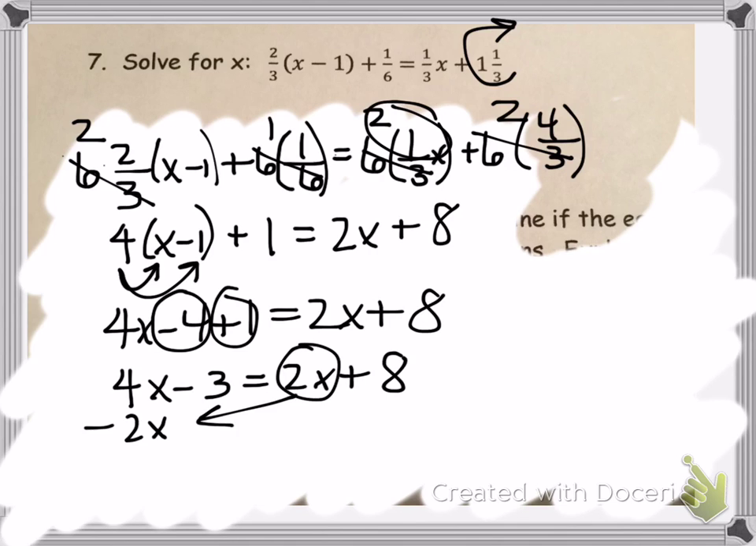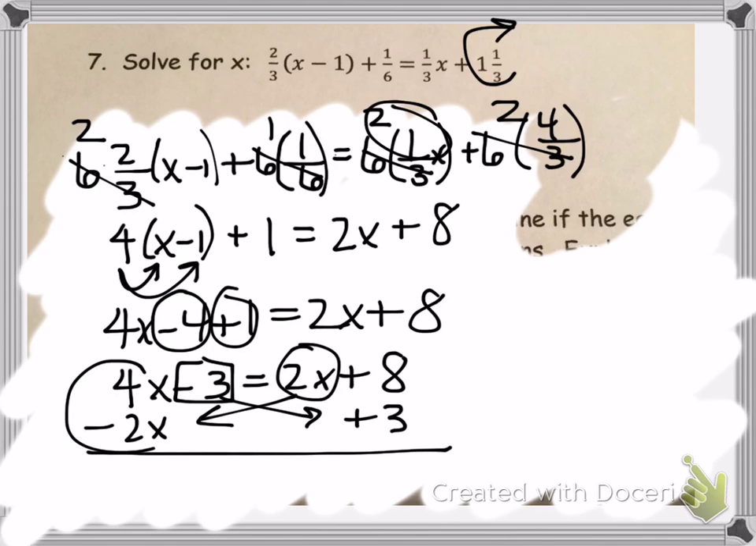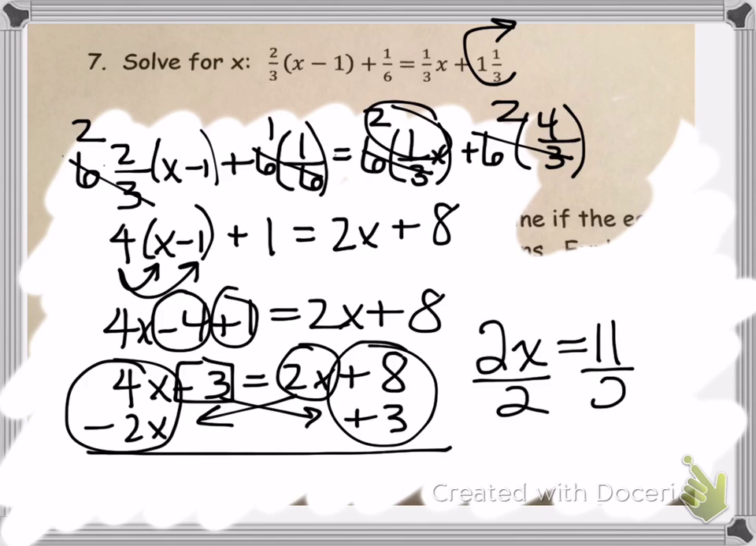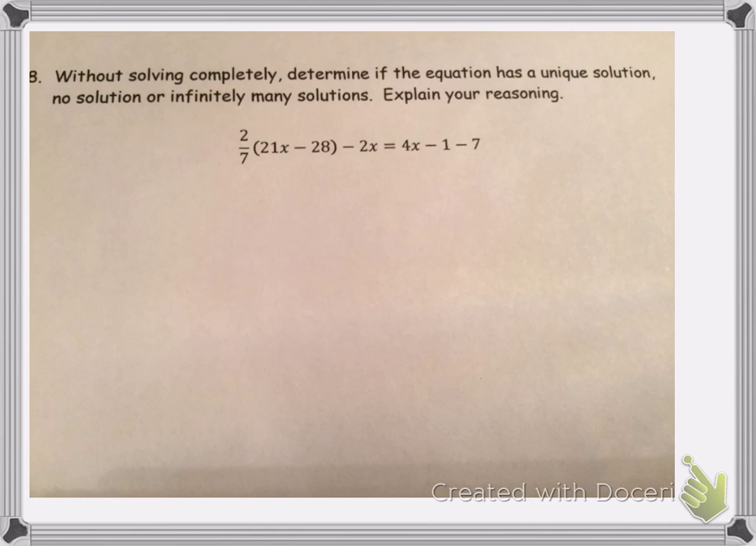We're going to move the 2x over. It'll become minus 2x. And in the same step, just to save time, we're going to bring the minus 3 over. It'll become a plus 3. So as you can see, we've got a 4x minus 2x, which is just 2x on the left, and an 8 plus 3, which is an 11 on the right-hand side. And when we do our final inverse operation, which is dividing by 2, we're left with the mystery number is 5 1/2.